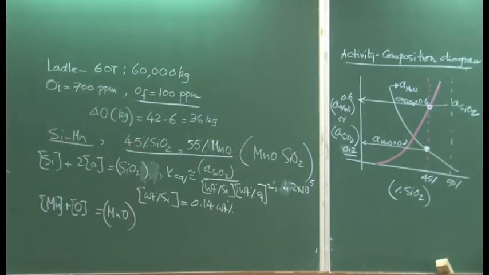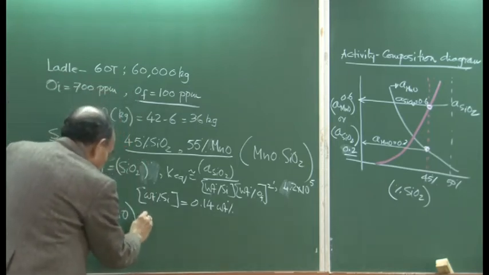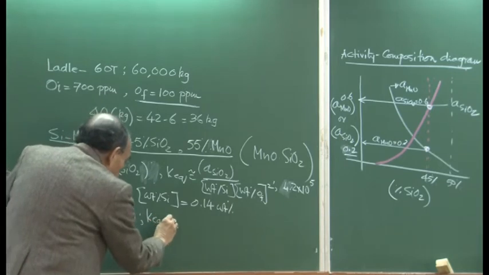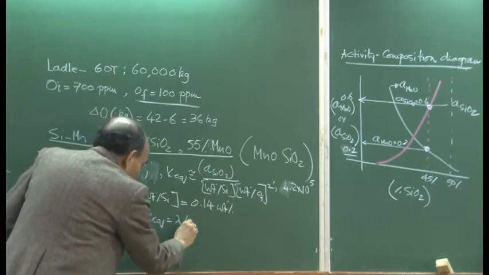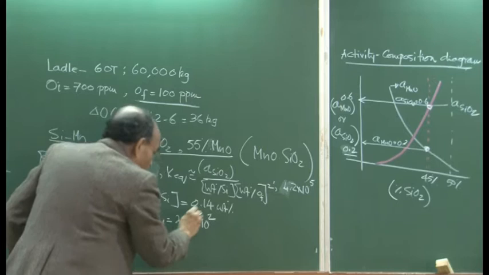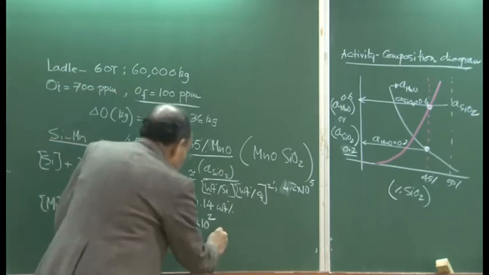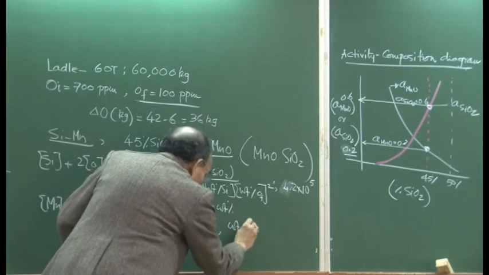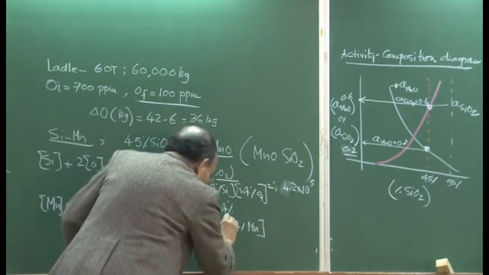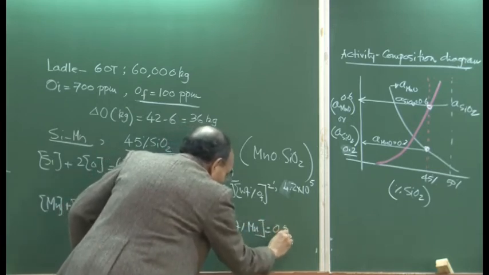And so, we can substitute activity of MnO equal to 0.2, the final oxygen is known, and the equilibrium constant is known. The K equilibrium here I think is 2.4 into 10 to the power 2, of the order of 10 to the power 2, and in that case one can show that weight percentage of Mn is going to be 0.58.